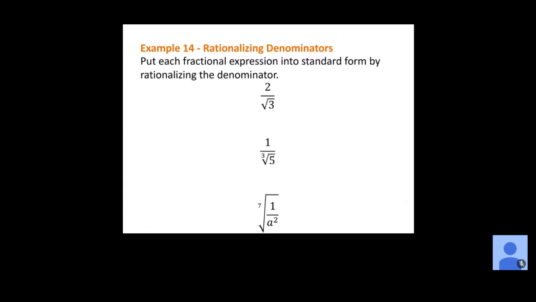All right, so we want to take a look at these. So we've got 2 over square root of 3, and we're going to try to put it in standard form by rationalizing the denominator. Does anybody remember how we would rationalize that denominator, get rid of the square root of 3 in the denominator of that fraction?